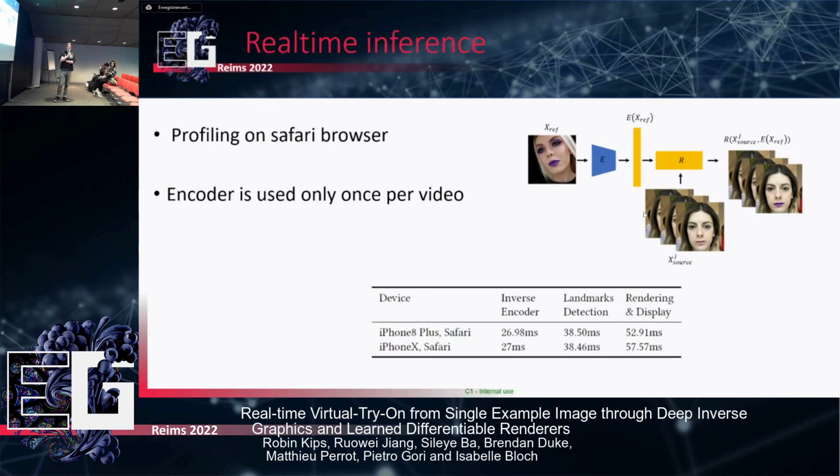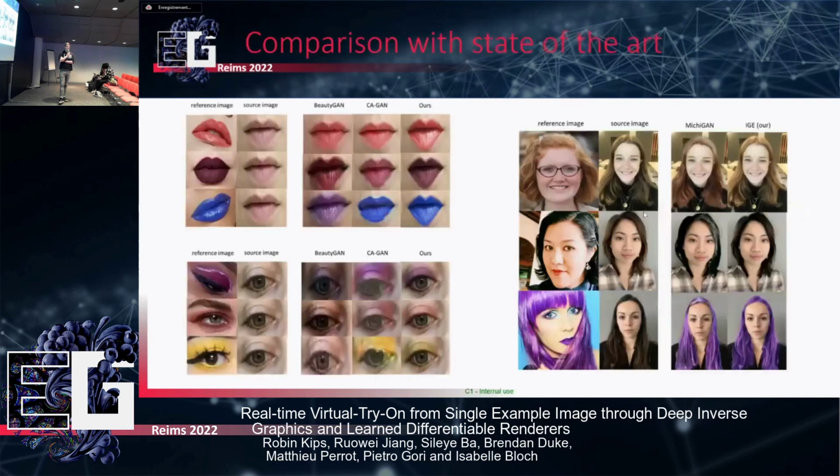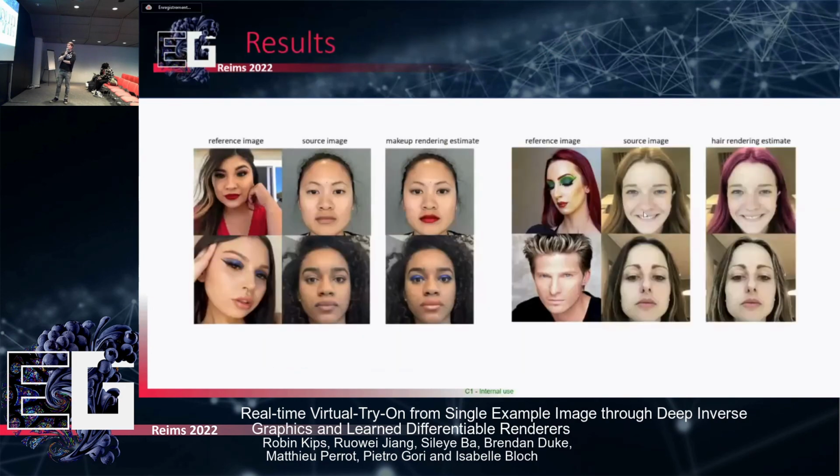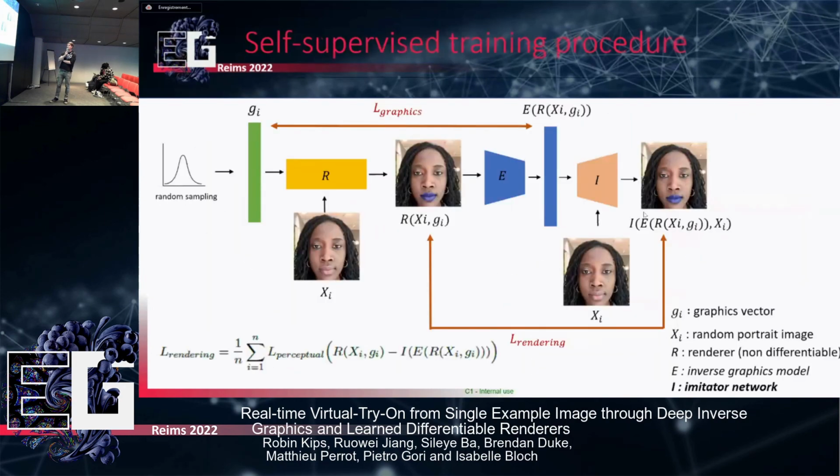We found it interesting to have an imitator because it has its value in itself, because we can use it in place of the classical renderer. But it's just a metric. If you look at it here, you can think that the imitator is just a parameter of our loss. Yeah, you're only interested in the end result, not in the parameters. Exactly, yes.